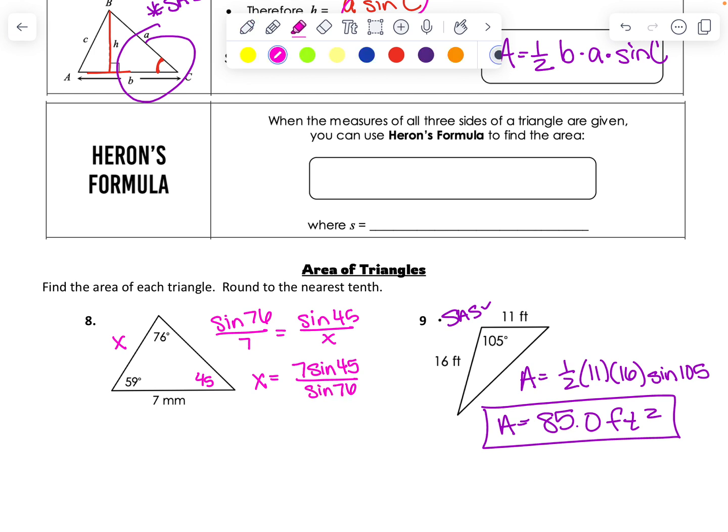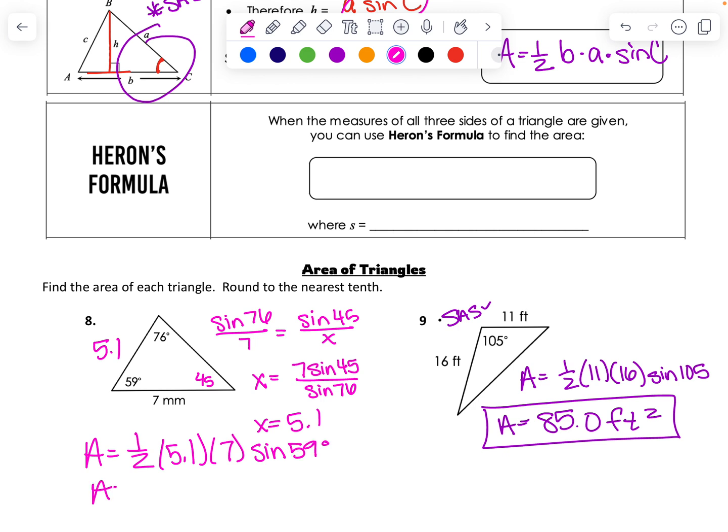Hey, look, we've got a unit circle value. Yay, sine of 45. All right, and plugging that in your calculator, you get that x is 5.1. So now I know that side angle side relationship. Area would be 1/2 times 5.1 times 7 times the sine of 59 degrees, which gives us 12.6 millimeters squared. Area is always units squared.